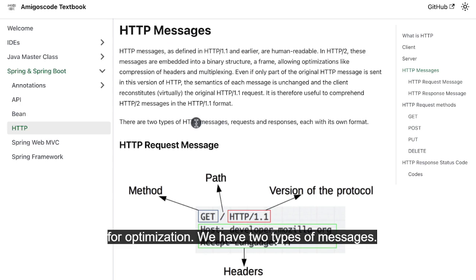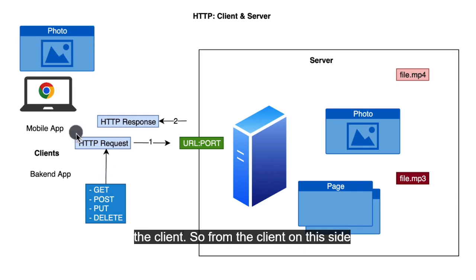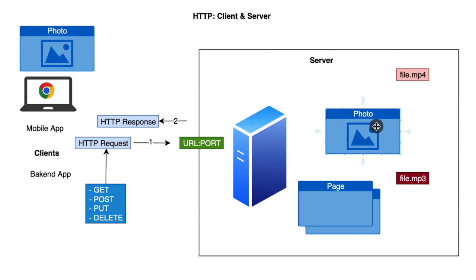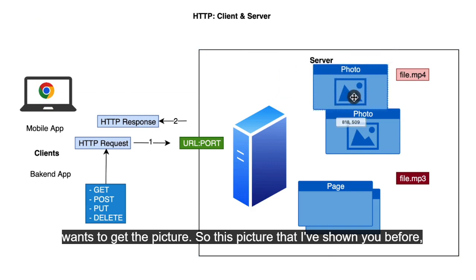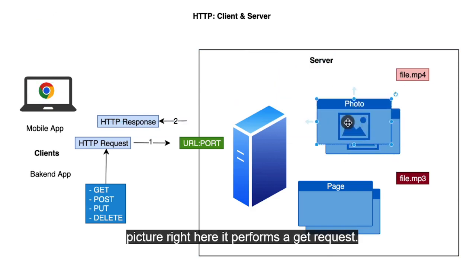We have two types of messages. We have request and response, and each has its own format. Let's take a look at the HTTP request message. The request is what is sent from the client to the server. So here, from the client on this side to the server. And let's say that the client wants to get the picture. So this picture that I've showed you before, if the client wants to get a copy of this picture right here, it performs a GET request.